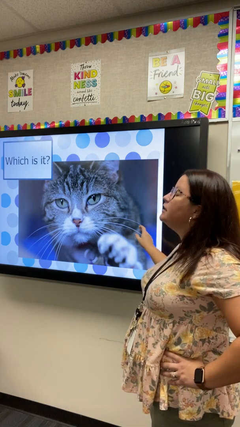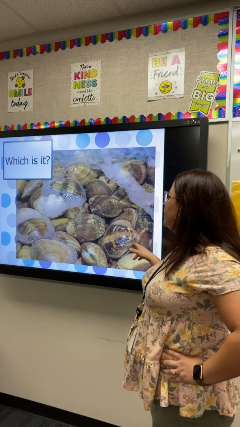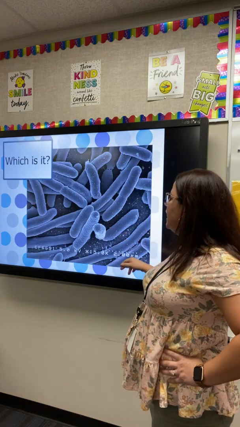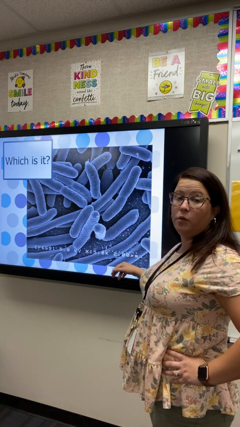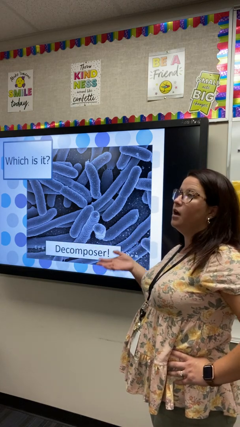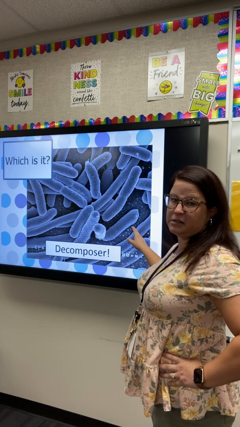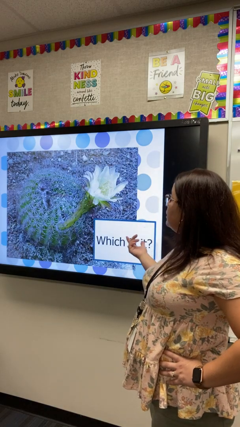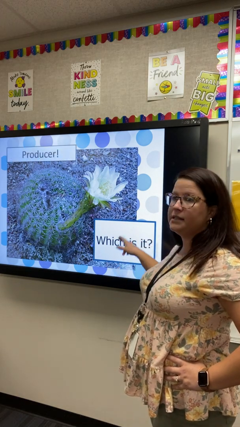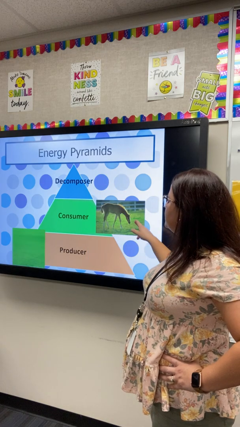A cat would be a consumer because it eats other things to get its energy. A clam would be a consumer because it eats other things to get its energy. This algae, fungi, something or another would be a decomposer because it breaks down dead things and puts the nutrients back into the soil. That sounds disgusting, but it's what happens. So this cacti would be a producer because it is a plant and it makes its own energy. All right, we're gonna skip this for a second.